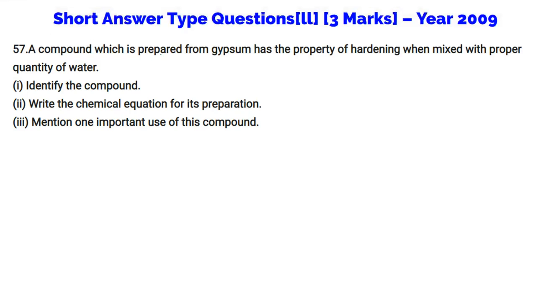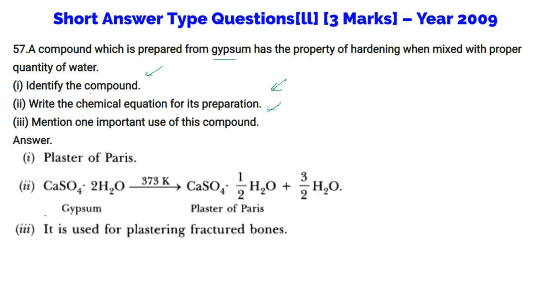A compound which is prepared from gypsum has the property of hardening when mixed with the proper quantity of water. We have to identify the compound, write the chemical equation of its preparation and mention one important use of this compound. So this compound is POP, plaster of Paris. It is formed from gypsum, CaSO4.2H2O. At 373 Kelvin, it gives you plaster of Paris, CaSO4.1/2H2O, and it is used for plastering fractured bones.